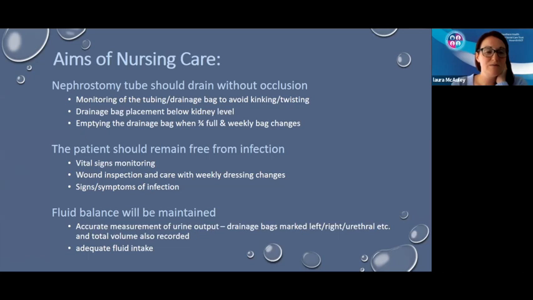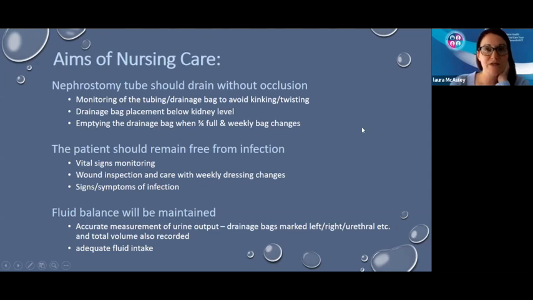The patient should remain free from infection. So you want to make the patient aware of vital signs monitoring, looking for signs of infection, such as tachycardia, fever, anything like that. But also for the patient to be aware of wound inspection and just thinking, does it feel more tender or sore? Is it red or inflamed? And when the nurses are doing their weekly dressing changes, are they happy that the nephrostomy site looks clean and free from infection?